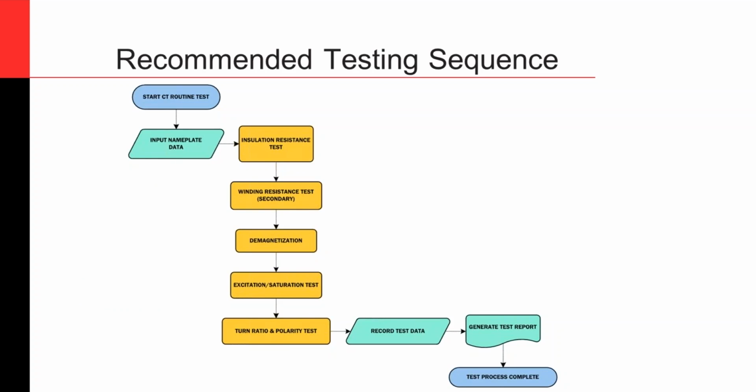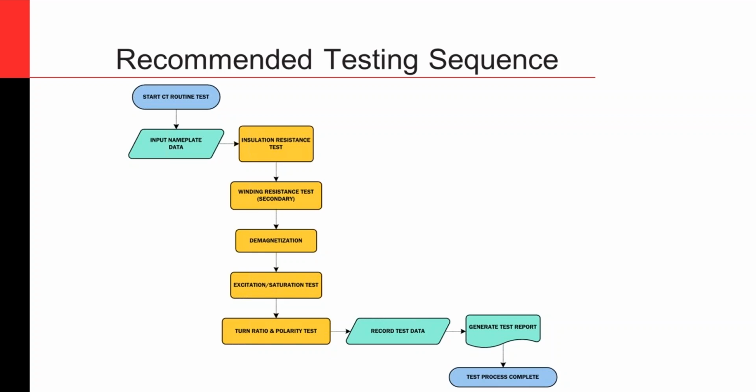Now, what do we recommend as a testing sequence? You make a note of the nameplate data as mentioned on the CT by the manufacturer. And then you start doing the insulation resistance test, followed by the winding resistance test, which is on the secondary. Then the third thing is demagnetization. There is a reason why we do the demagnetization test, and I'm going to talk about that in the following slides.